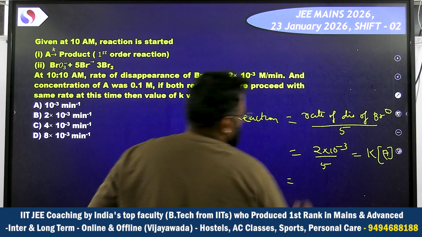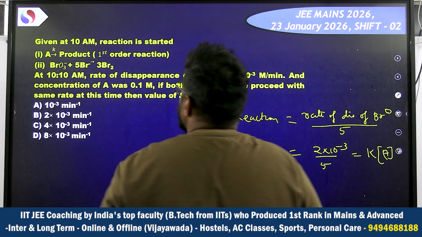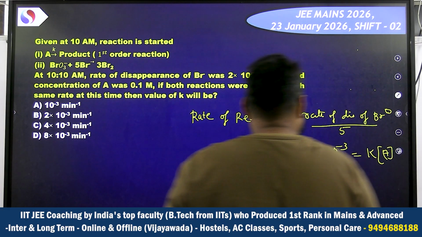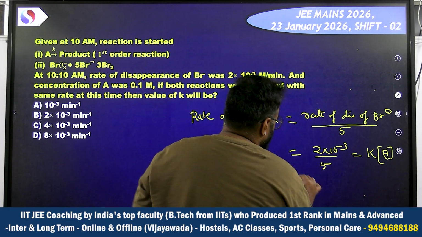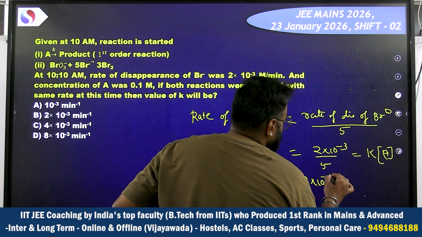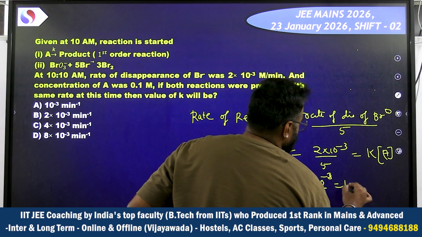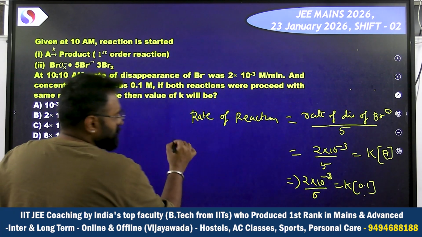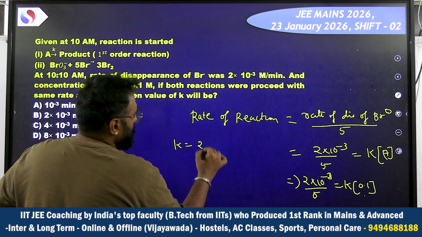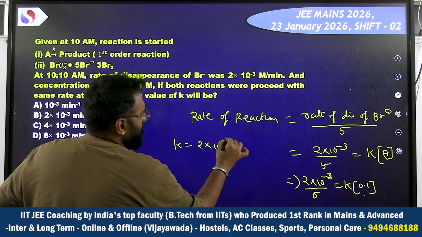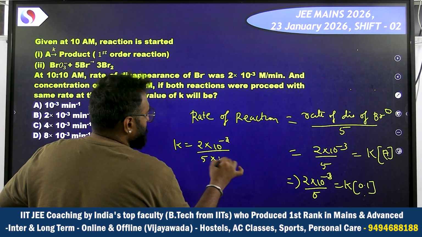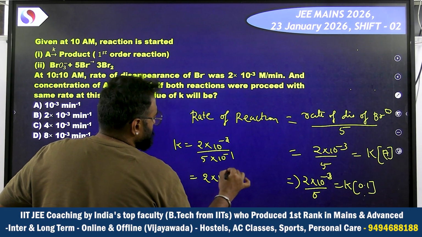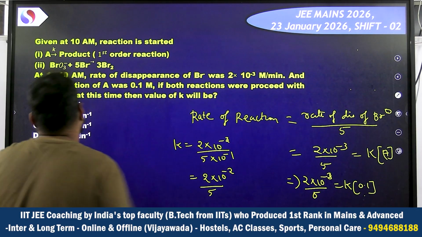So solve this. We need to find the value of K. So 2 into 10 to the power minus 3 divided by 5 is equal to K into the concentration, which is 0.1. So can I write K is equal to 2 into 10 to the power minus 3 divided by 5 into 10 to the power minus 1? That is, 2 into 10 to the power minus 2 divided by 5.